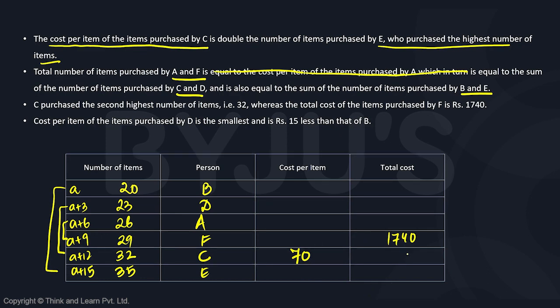Also, we can calculate the total cost for C, which is 32 into 70. 32 into 70 is going to be 2240.